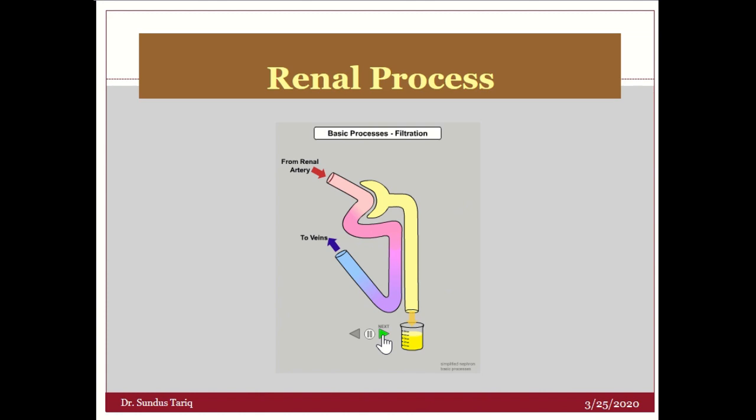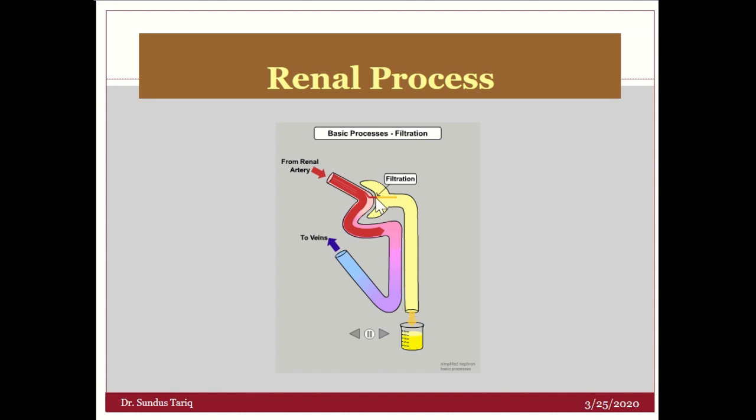We will discuss the process of filtration. What is filtration? This is simply the process in which fluid is filtered from the afferent arteriole or from the glomerulus into the Bowman's space over here, into the Bowman's capsule. This process is called filtration, and because this is taking place under pressure, this is called ultrafiltration. So in this, the fluid is coming from these capillaries into the Bowman's capsule.